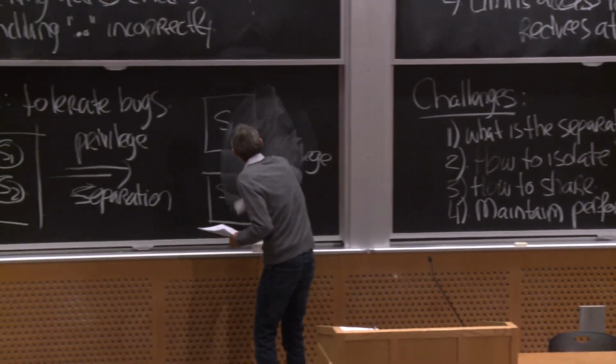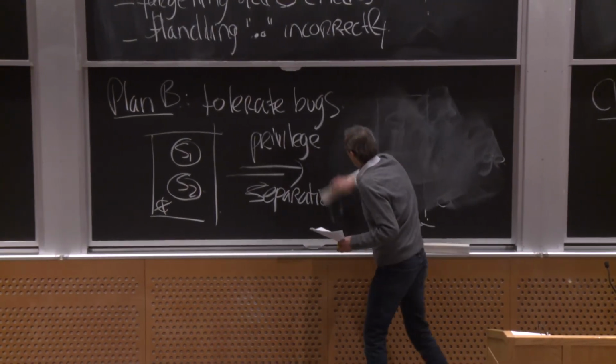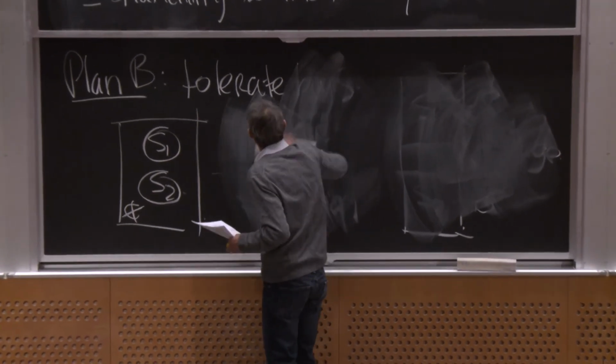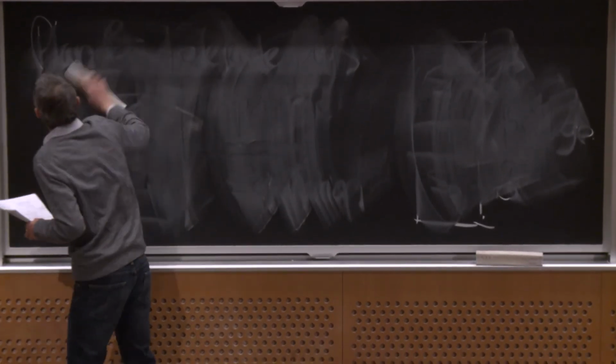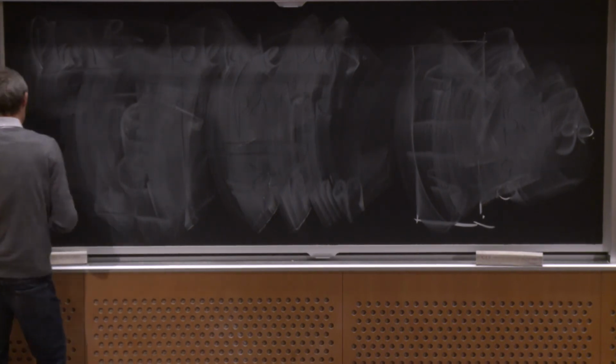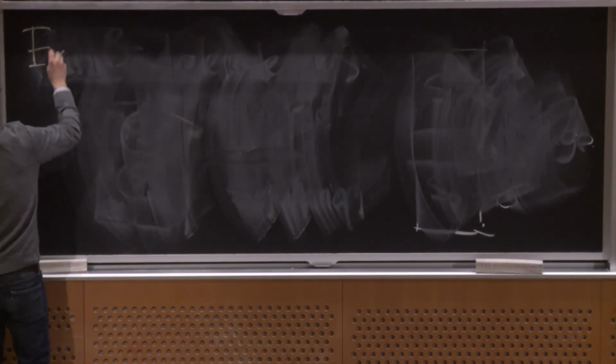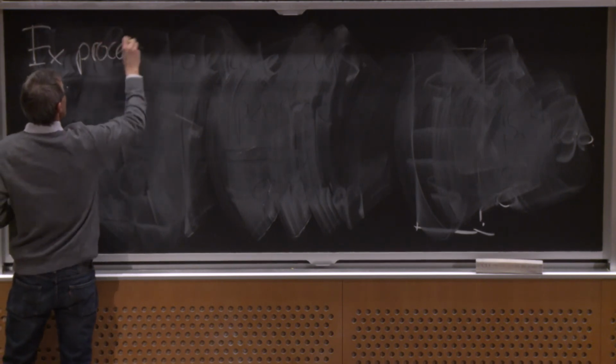Okay, so let's get a feel for why it would be tricky to do isolation using Unix processes, like the way the paper does. So, an example of processes.